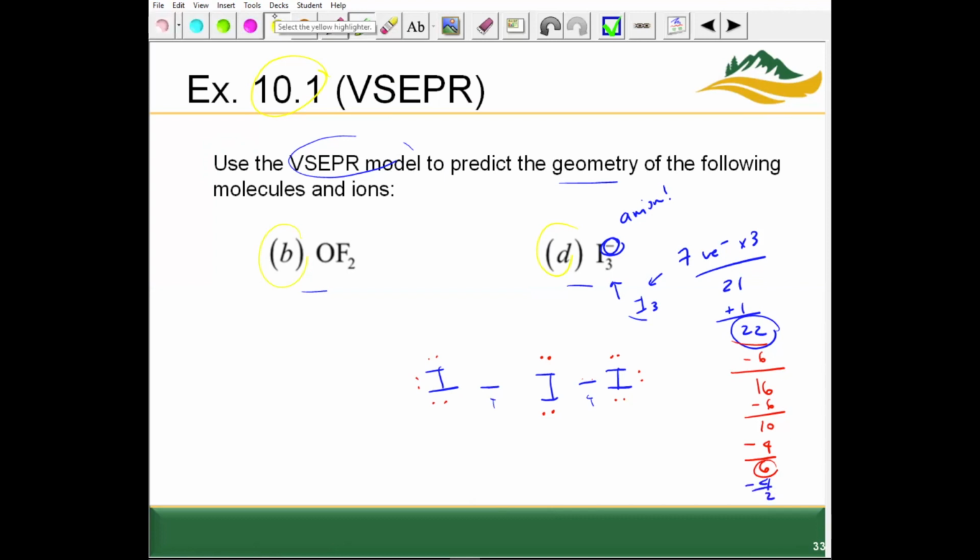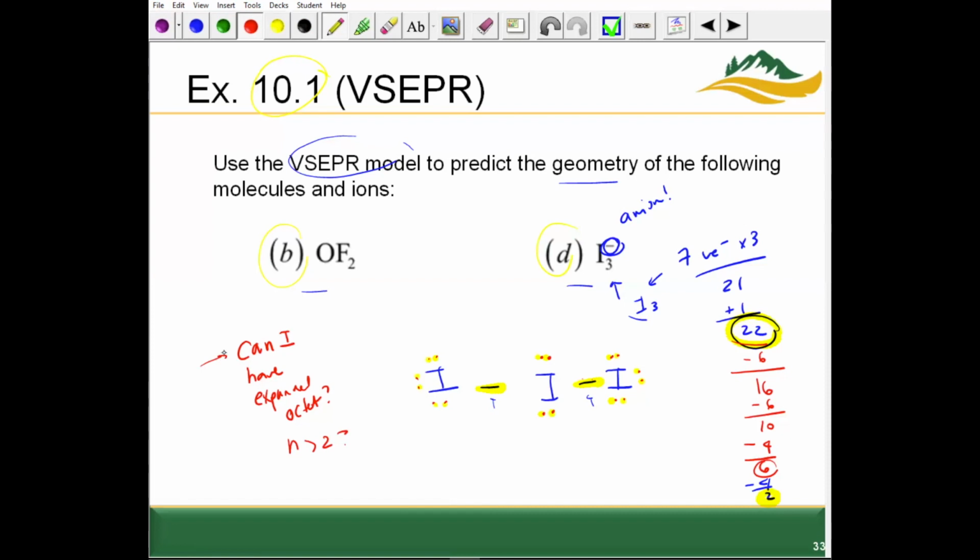So let's just double check that. We've used up 1, 2, 3, 4, 5, 6, 7, 8, 9, 10, 11, 12, 13, 14, 15, 16, 17, 18, 19, 20. So we had 22. We have 2 more to use up.